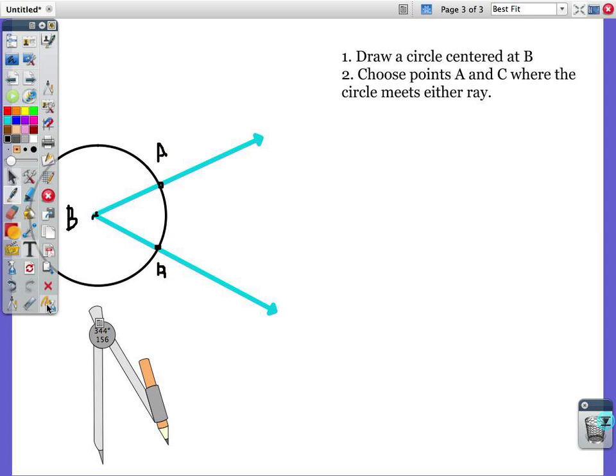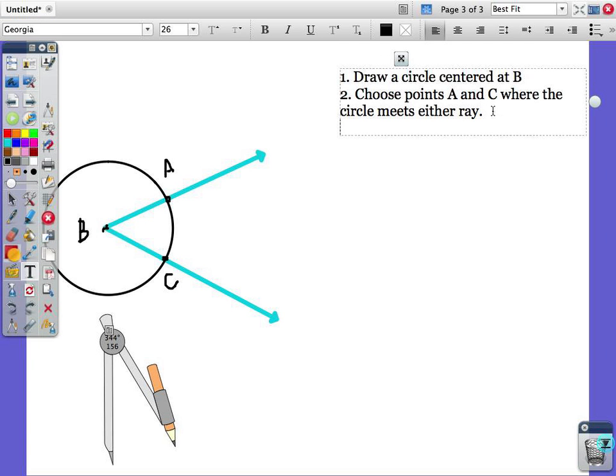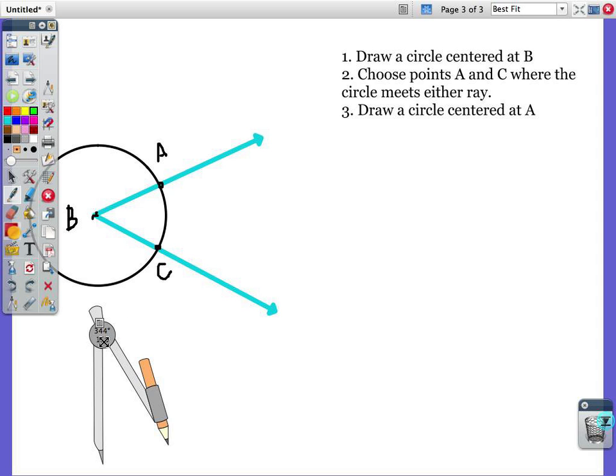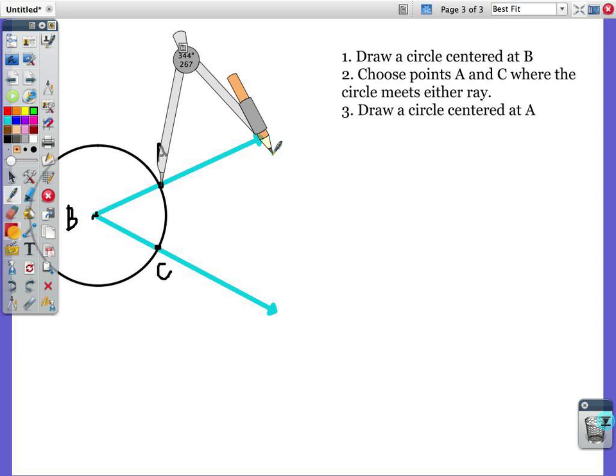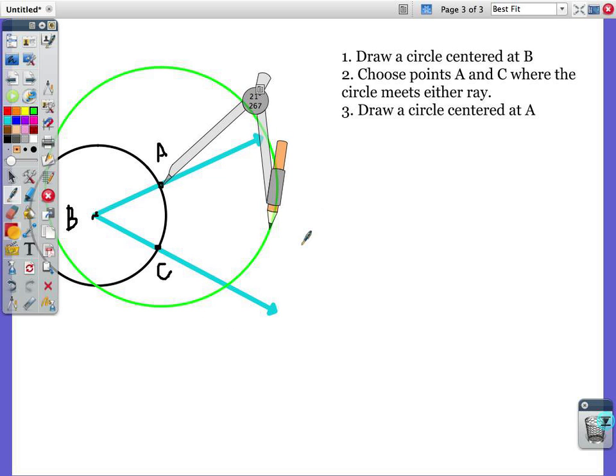Then draw a circle centered at A with a radius AB. Draw a circle centered at A with radius AC. AD, AB. It might not matter. It might though. So I'm going to make the circle this big. No, it does matter. It needs to be A to C.